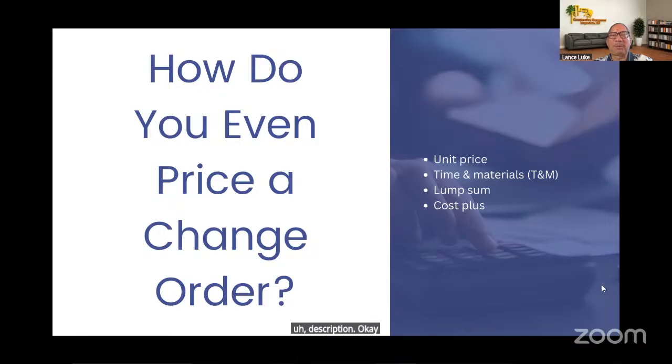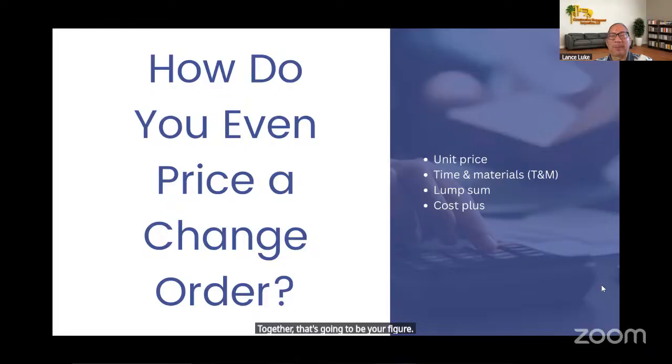Okay. Time and materials is how much time is it going to take for the work to be done, and what kind of materials is needed to be used. Okay. And you add the cost of the time, which is the labor, and then you add the materials together. That's going to be your figure.